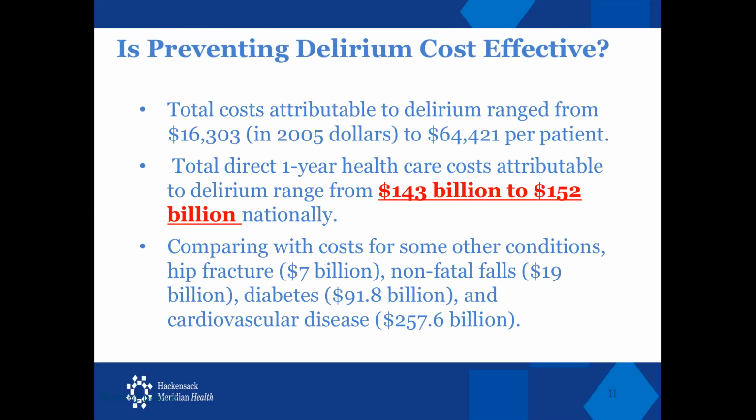Okay. So let's talk about how expensive delirium is. We talked about the mortality, but here's the expense. $143 to $152 billion annually are spent on this particular disease, which translates into around $16,000 to $65,000 per patient. And look at the costs attached to some of the other common chronic diseases that we deal with on a day-to-day basis, and see the difference, see how expensive it is. So not only is it a poor prognostic and high mortality disease, but it's also a very, very expensive disease. So whatever we can do to minimize the cost, the better it is for our healthcare system as well.